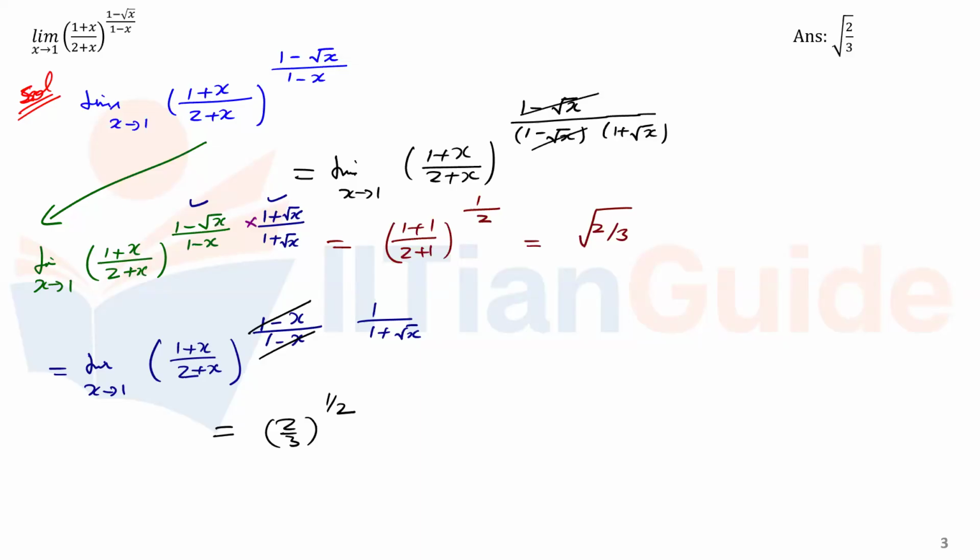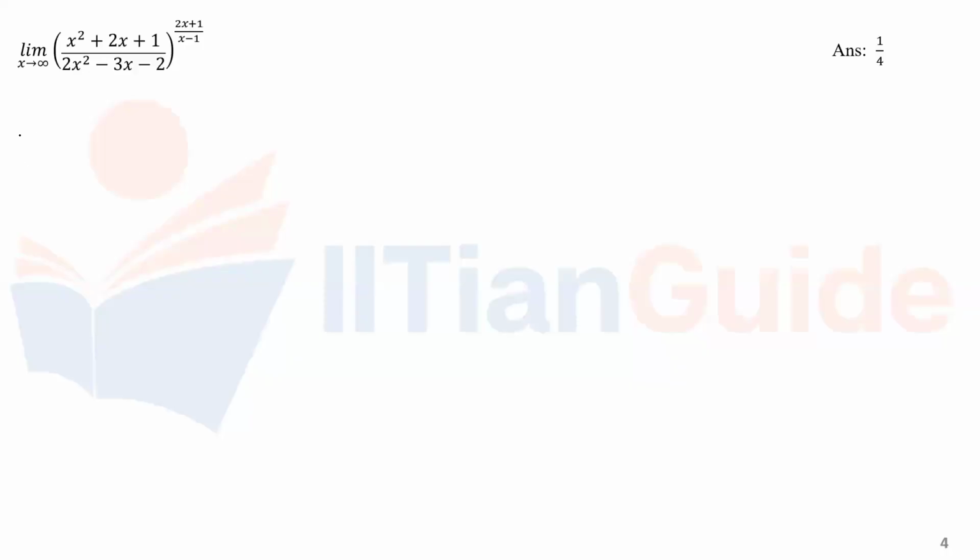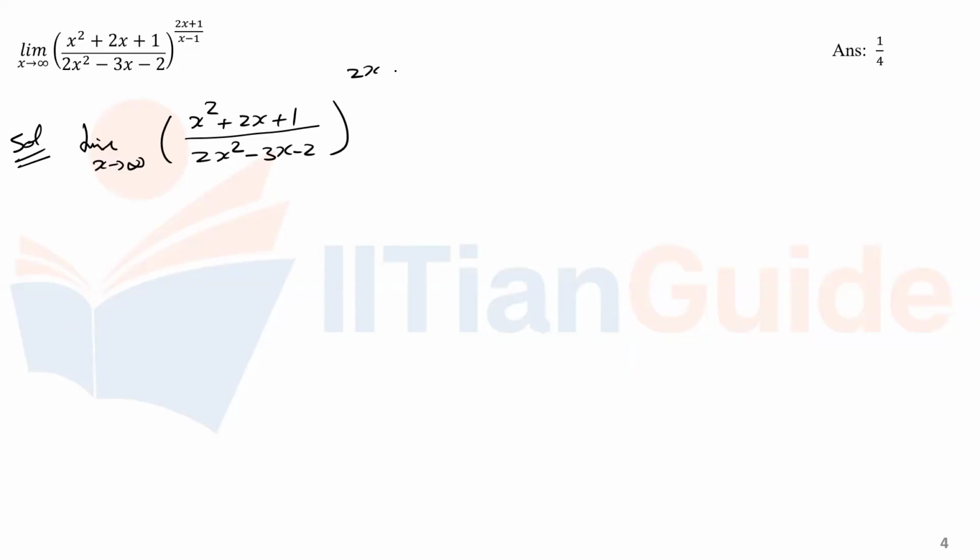Let's proceed. Let's start with the next question. We have this question, limit x tending to infinity of x square plus 2x plus 1 divided by 2x square minus 3x minus 2, whole power 2x plus 1 divided by x minus 1. We need to find its value. Just tell me how to solve it. Yes, anyone?